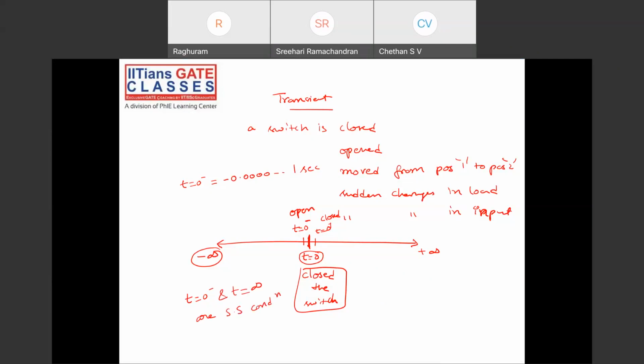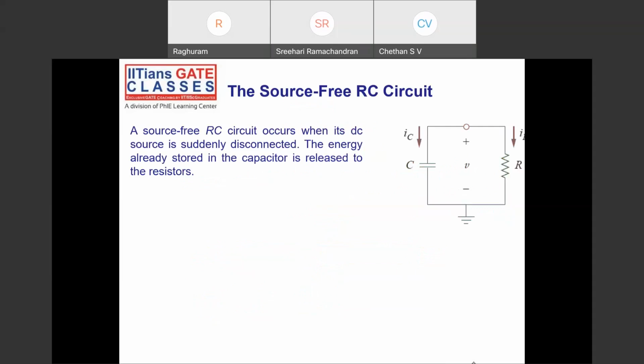What do you mean by steady state? After a long time after the switching action takes place. Somewhere at minus infinity it happened, and again it's happening at t equal to 0. So t equal to 0 minus is a steady state condition, since from minus infinity to t equal to 0 minus, infinite time has passed. Similarly, after the switching action at plus infinity, again infinite time has passed. So this is a steady state condition.